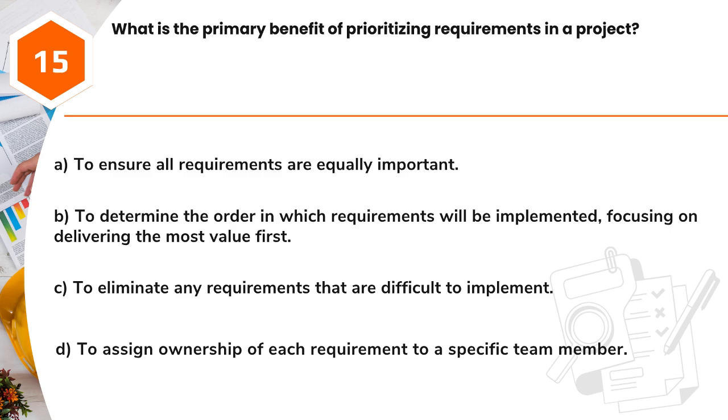Question 15. What is the primary benefit of prioritizing requirements in a project? A. To ensure all requirements are equally important. B. To determine the order in which requirements will be implemented, focusing on delivering the most value first. C. To eliminate any requirements that are difficult to implement. D. To assign ownership of each requirement to a specific team member.